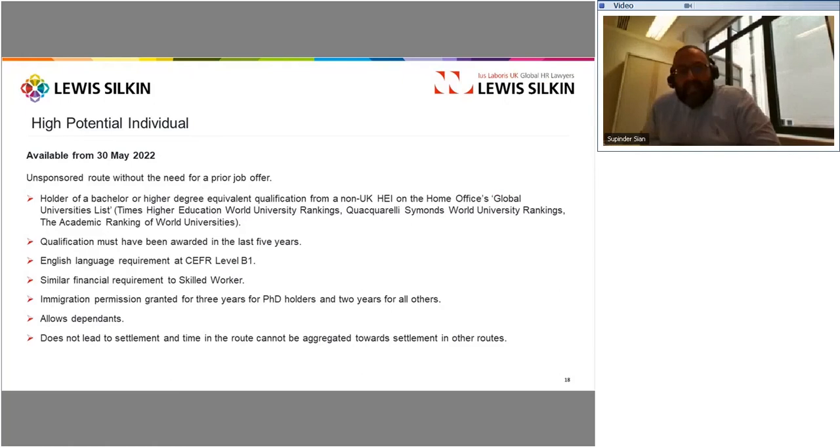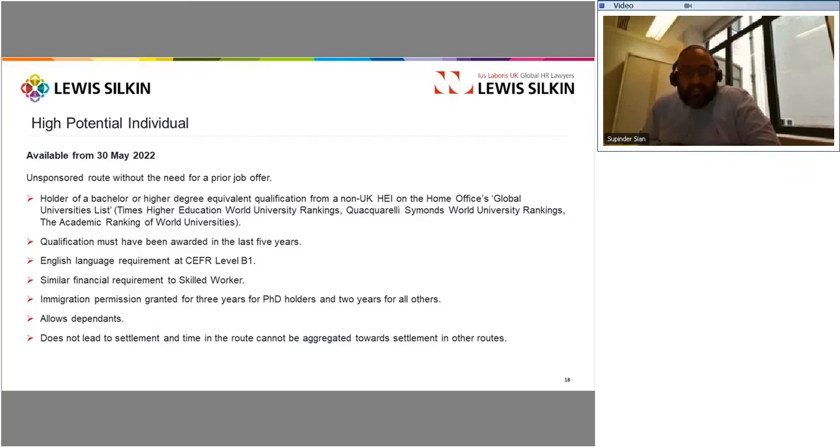Okay, we've got high potential individual. Now, this is essentially a graduate visa for non-UK graduates. So I think this is quite a good scheme, and we might see quite a lot of these come into the UK. If you find somebody who's overseas and they are a graduate of the top 50 global universities, they're considered a high potential individual, and they may secure a visa that would allow them to come to the UK without a job offer. So they can come and do the job hunting here if necessary, or you can try them out without committing to sponsorship if you found them from overseas and want to support them with this application, as long as the qualification was awarded in the last 5 years.